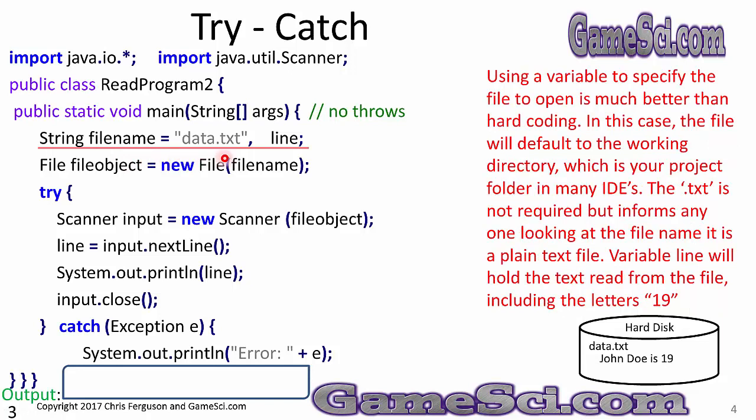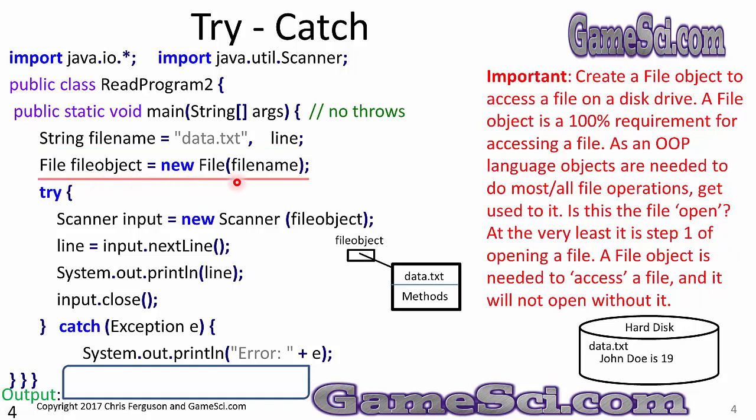String fileName equals data.txt, and then we'll declare a second variable, line. Using a variable to specify the file to open is much better than hard coding. In this case, the file will default to the working directory, which is your project folder in many IDEs. The .txt is not required, but informs anyone looking at the file name it is a plain text file. Variable line will hold the text read from the file, including the spaces. This time we're going to read an entire line of data from the file rather than reading it word by word.